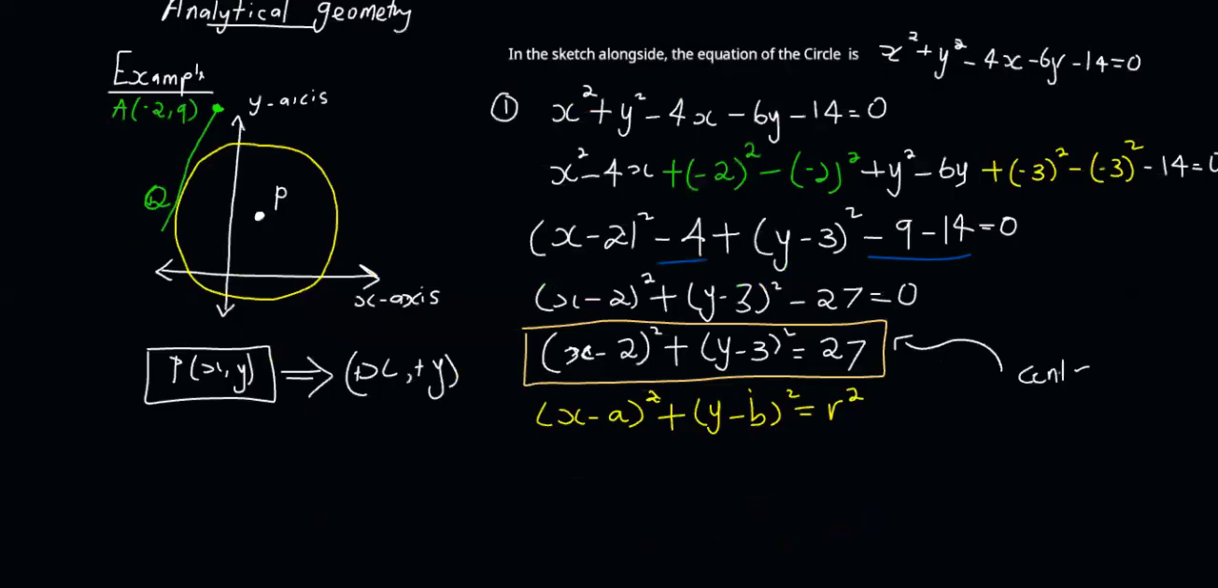Then if the question says they also want the radius, you're going to say r squared equals to 27. Therefore, the value of r, it's what? 3 square roots of 3. So what is square root of 27? It's 3√3. Yes. Okay, 3√3.